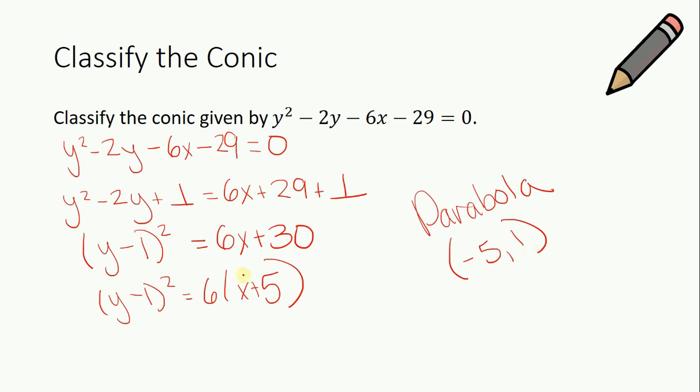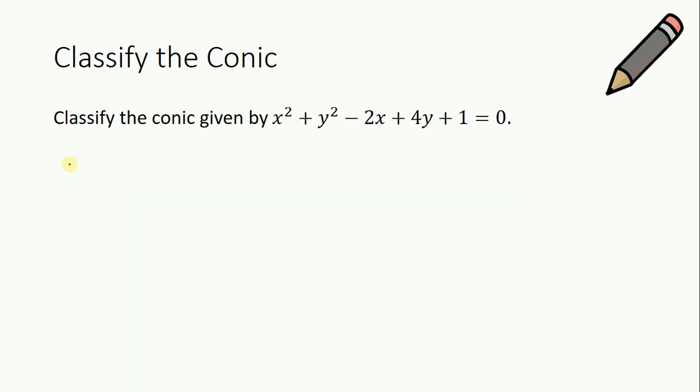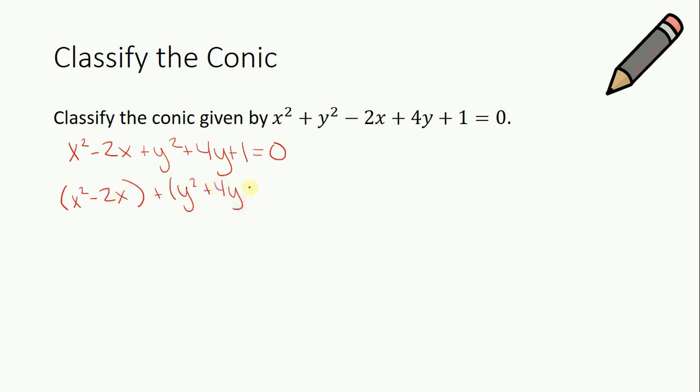So be careful. A lot of times parabolas are the easiest to find because you either just have an x squared term or just a y squared term. And let's try to figure out which one this is. It looks like I have to rearrange, so let's do some rearranging here. There we go. I'm going to kick the 1 to the other side and do some grouping here. So I'm going to get equal to negative 1.